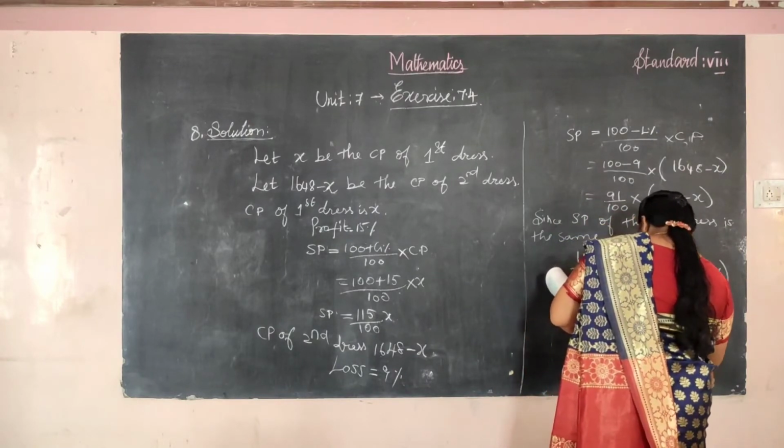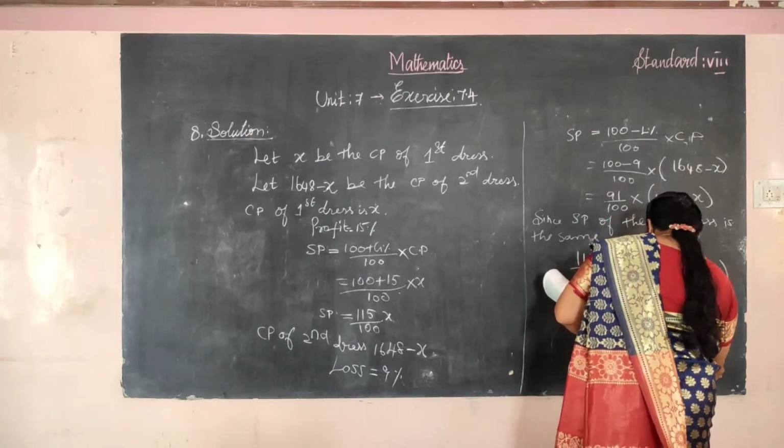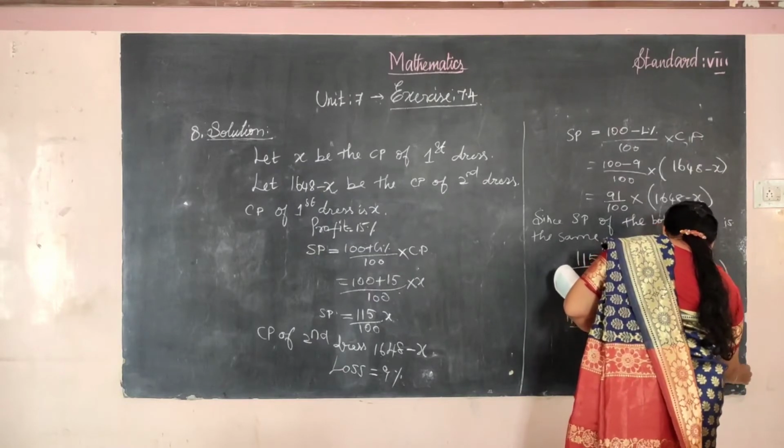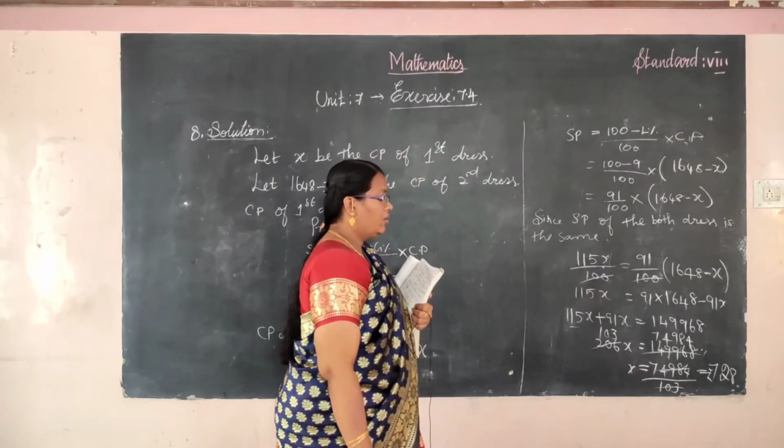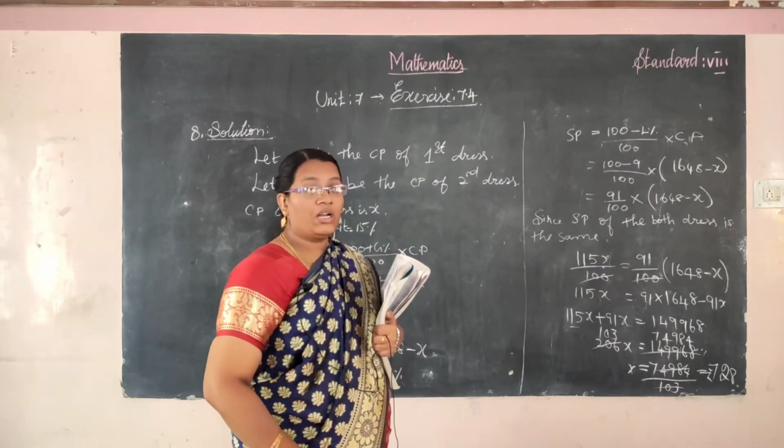Cancel these two values, we get 728 rupees. 728. In your book the answer is wrongly given.